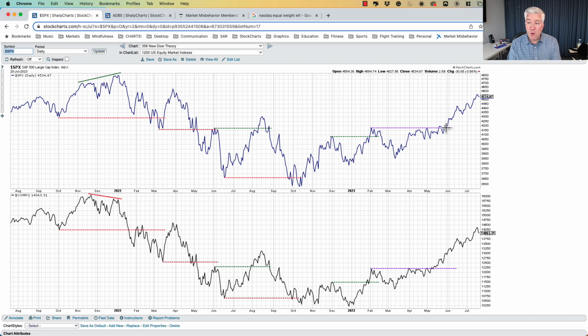So you'll note from the chart on the right, we have not yet seen any sort of non-confirmation. According to this chart, the new Dow Theory, the S&P is making new highs and the Nasdaq Composite's making new highs. So why am I still going on? Why do I have another chart to show you?